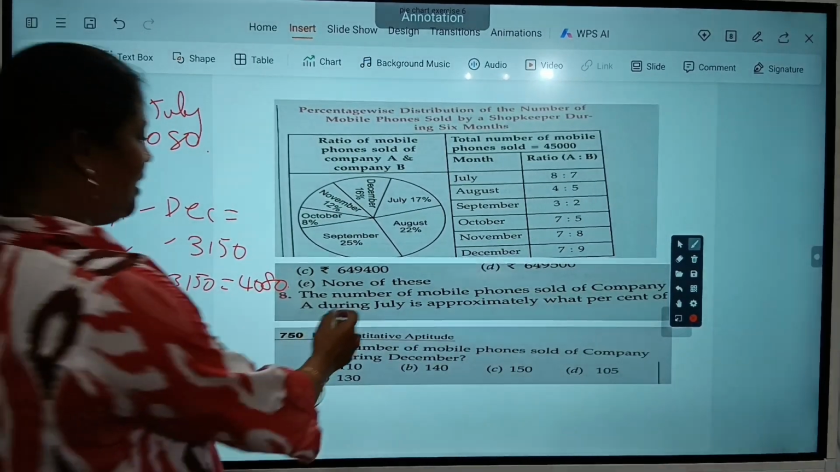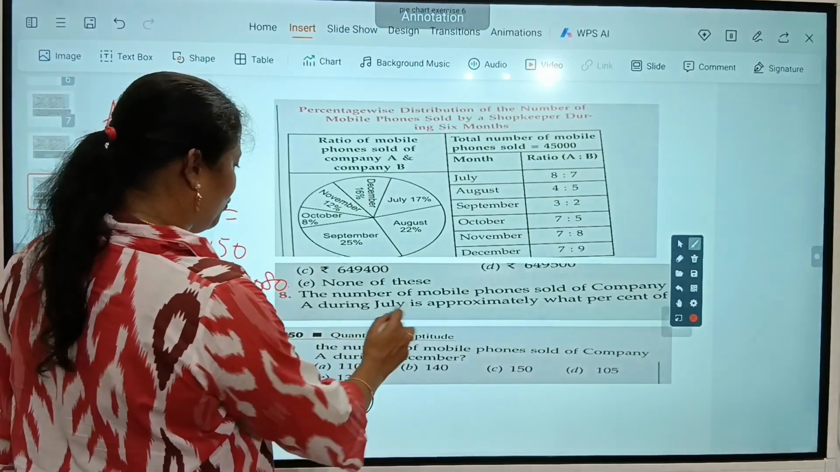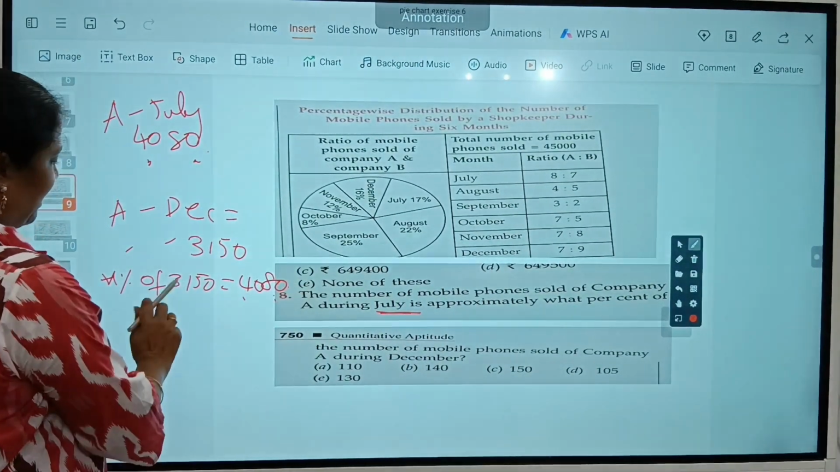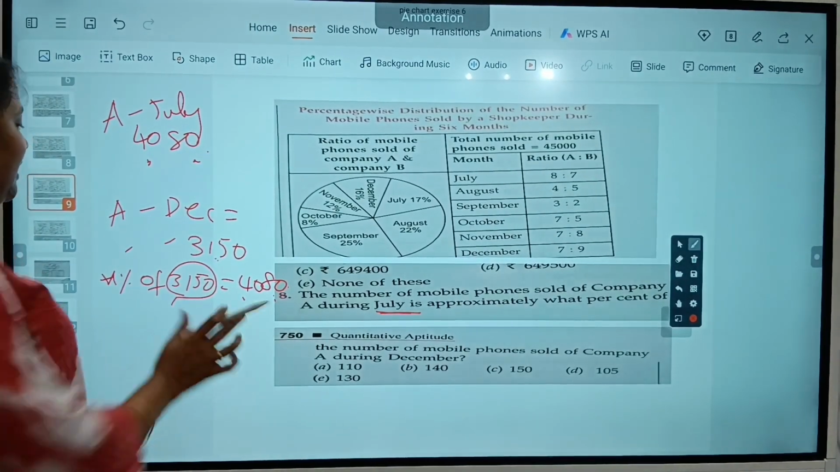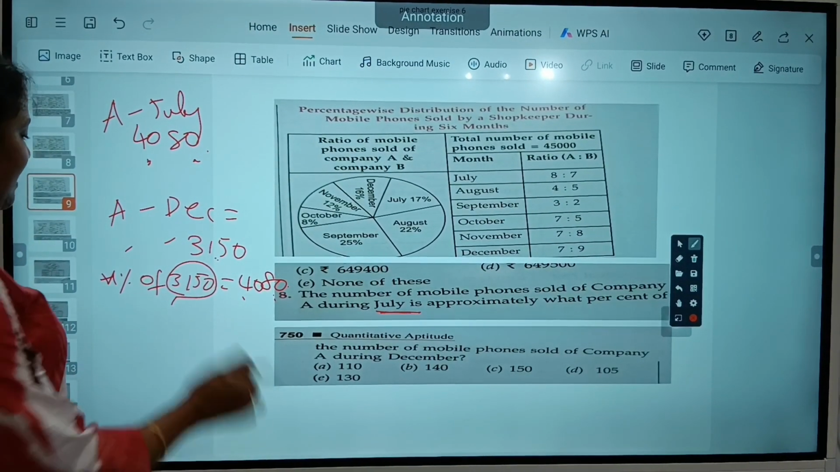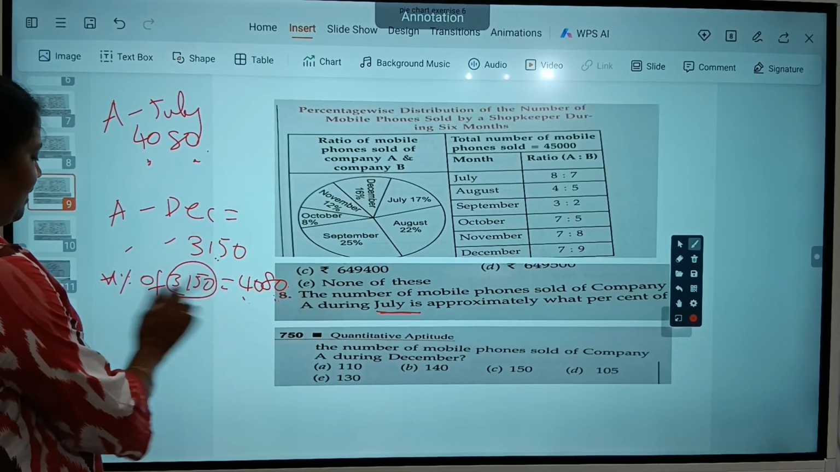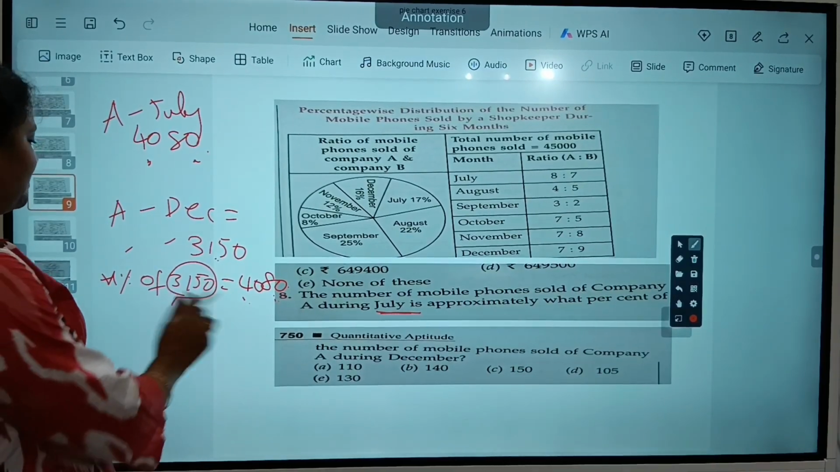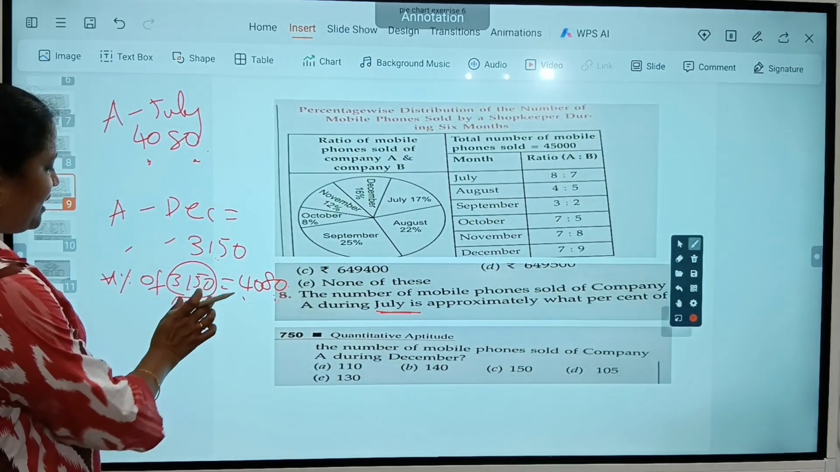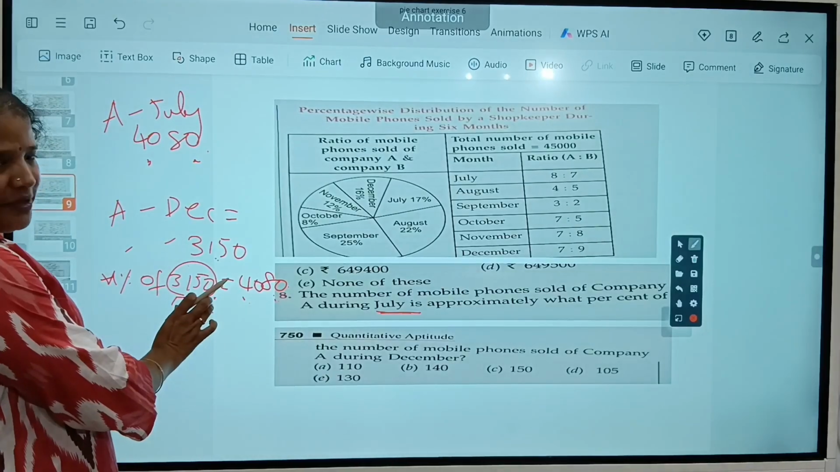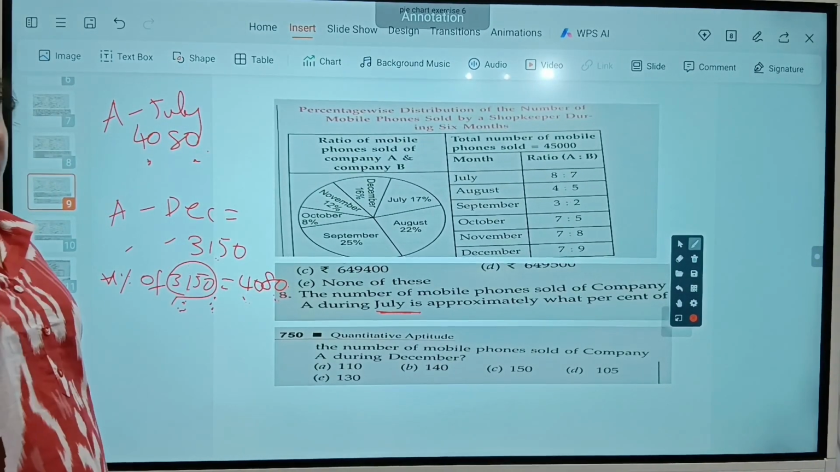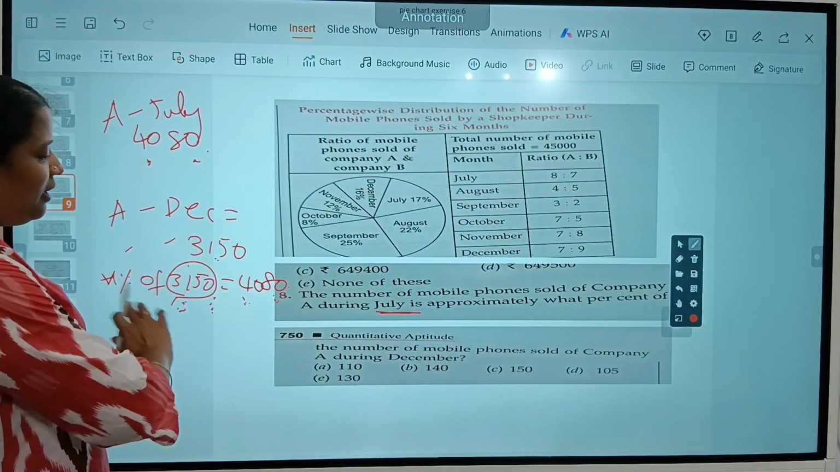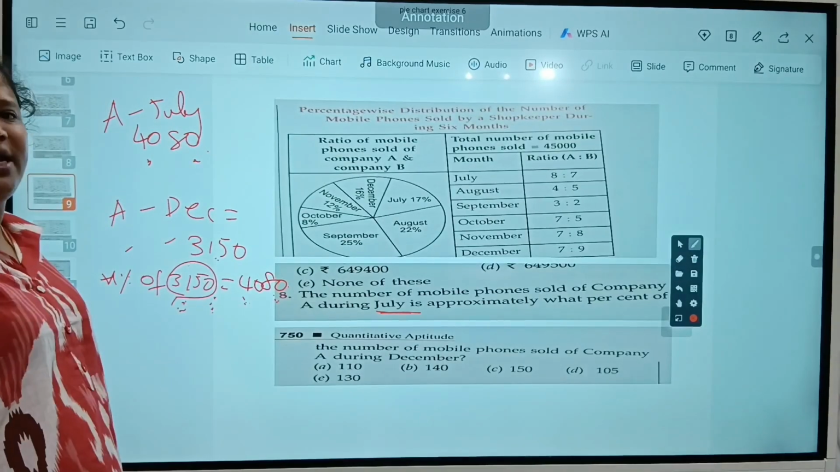Here it is asked the number of mobile phones sold by company A during July. The July value is how much percent of the December value. The December value is less here. That you have to remember. Otherwise, if by confusion you make X percent of 4080, then the answer goes wrong. Why? Because generally in X percent of 4080, the higher value will be on the left side, in the LHS, and the lower value will be in the RHS. So many people will get confused in this. They will do it wrongly, interchanging the values, and then they will get the wrong answer.